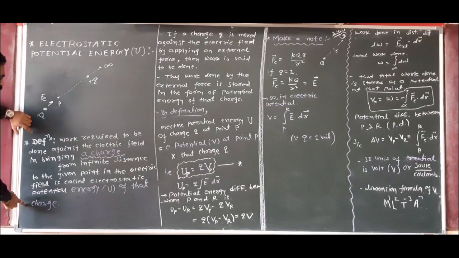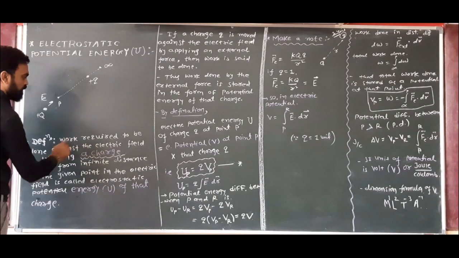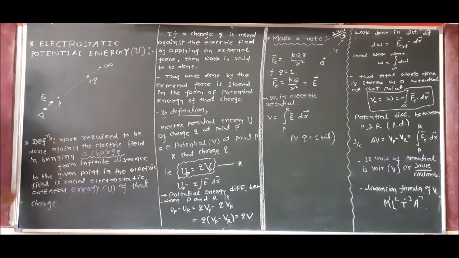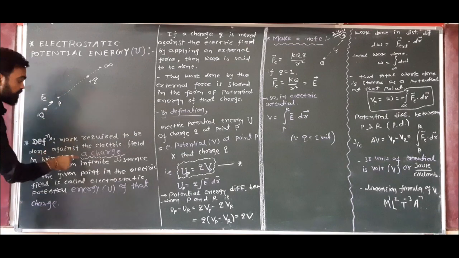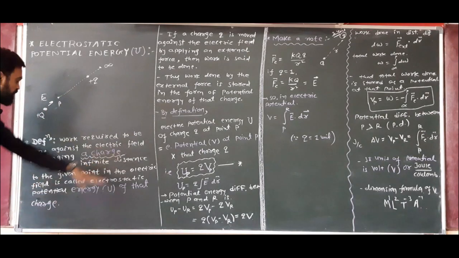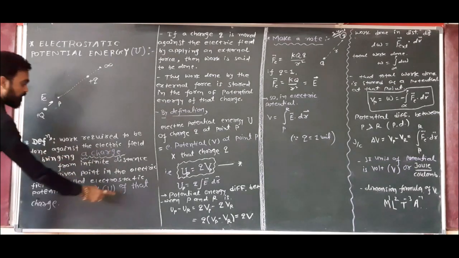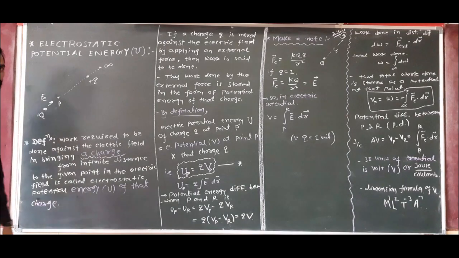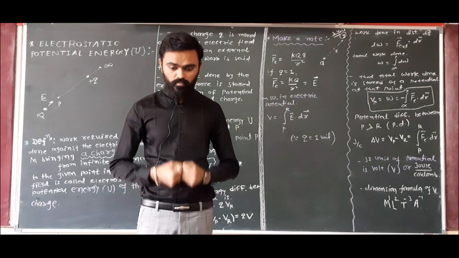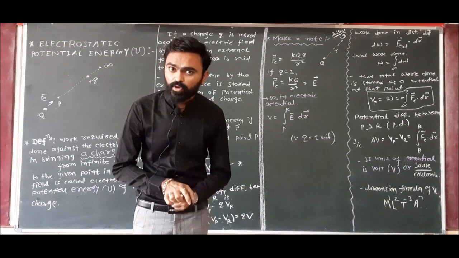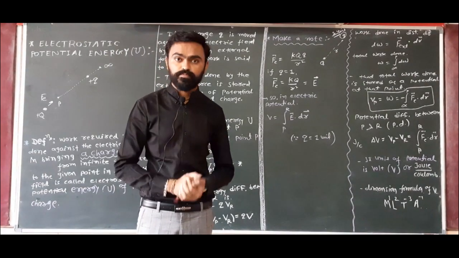So the definition, what is the difference? Yesterday we discussed the work required to be done against the electrical field in bringing a unit positive charge. But now we use a charge Q. The work done in bringing a charge from infinite distance to the given point in an electric field is called the electrostatic potential energy of that charge. You get my point? That means electrical potential is associated with the position, the location, the site of the point. But electrical potential energy is associated with the charge at some point.